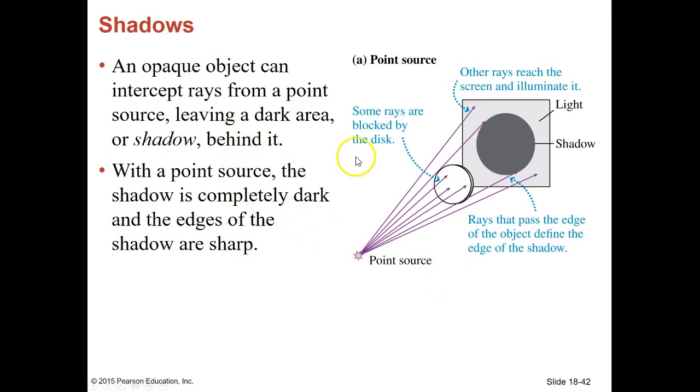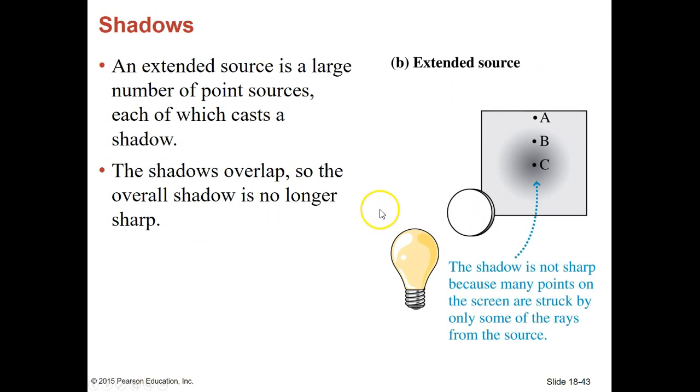A shadow, if I have an opaque object, that's just an object that light cannot go through, it will leave a dark shadow behind it. So when we have a point source, the shadow is completely dark, and the edges of the shadow are very, very sharp when you do that.